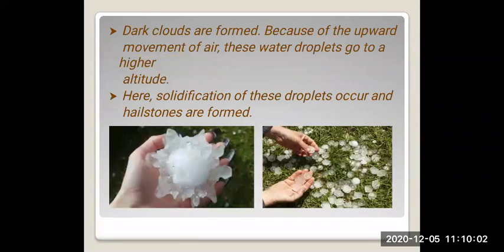because of the upward movement of air, these droplets go to a higher altitude region. Here the solidification of these droplets occurs and hailstones are formed. Yes, because of the movement of the air which goes upwards, the droplets go to a higher altitude. Then the solidification of the water droplets forms the hailstone. In this way the hailstones are formed. You can see images of hailstones on your screen.